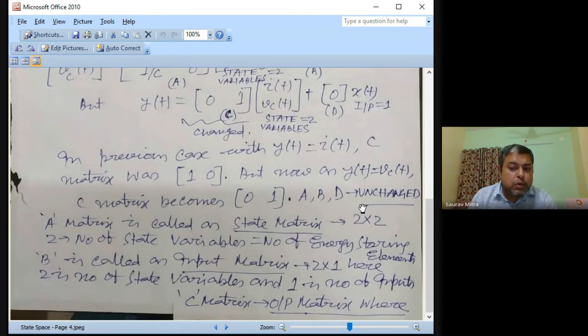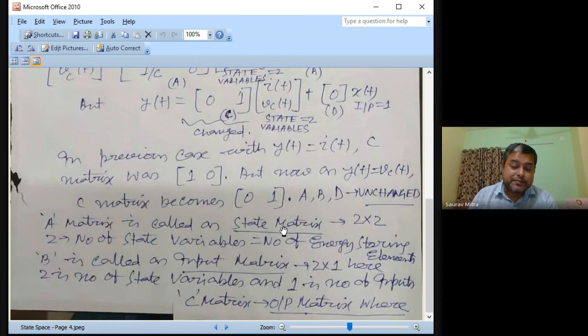This is just a conclusion I'm giving you after we have done two different modeling, or two different state variable representations, for the same system. Now I have given you some explanation. A matrix is called the state matrix. It is 2 cross 2, actually n cross n, where n is the number of states. And the number of states depends on the number of energy storing elements in the system. So there are two state variables because there are two energy storing elements, L and C. That's why it is called the A matrix or state matrix. Sometimes it is also called the system matrix.